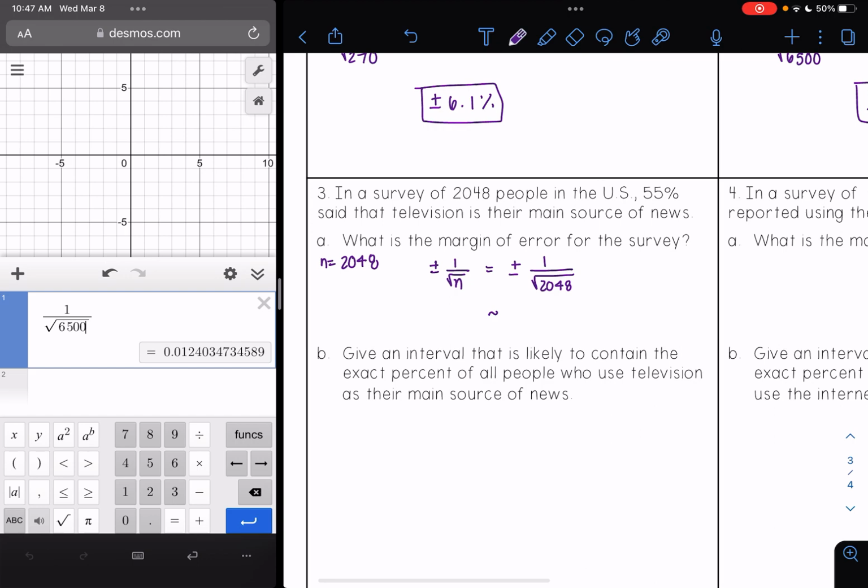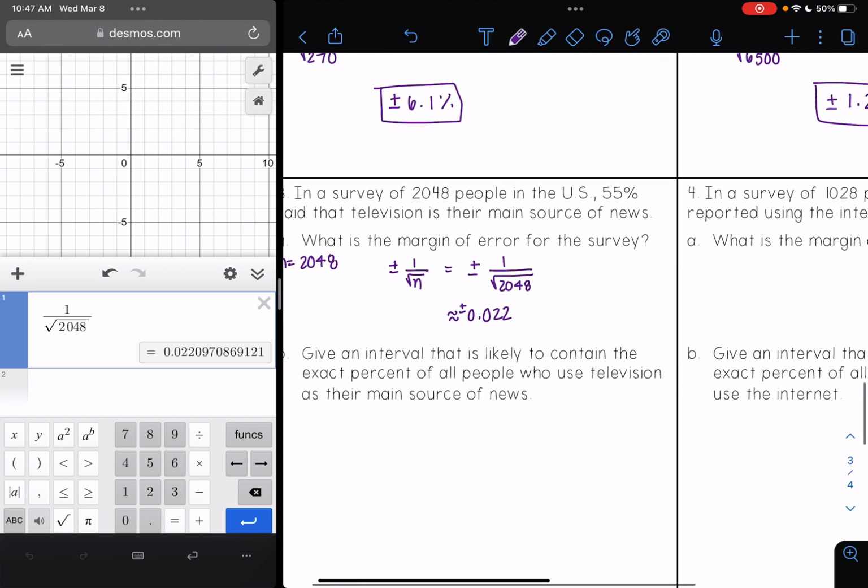When you do that calculation, coming back over here, you get approximately plus or minus 0.022. Changing that to a percent, my margin of error is going to be plus or minus 2.2%.